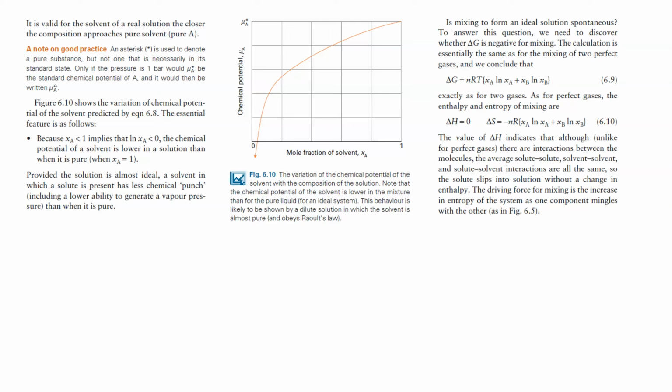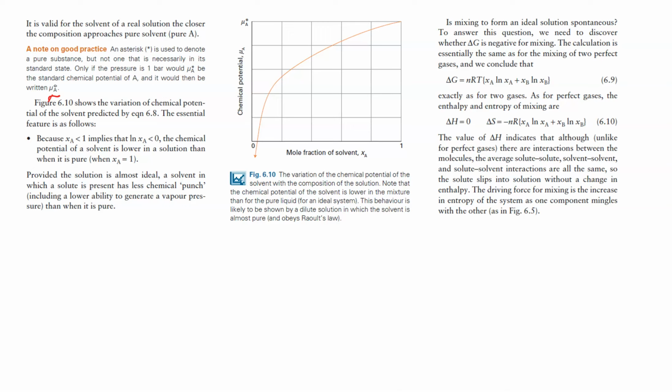A note on good practice: an asterisk is used to denote a pure substance, but not one that is necessarily in its standard state. Only if the pressure is 1 bar would mu sub A asterisk be the standard chemical potential of A, and would then be written as following, with this different symbol above it, indicating that it's the standard chemical potential.